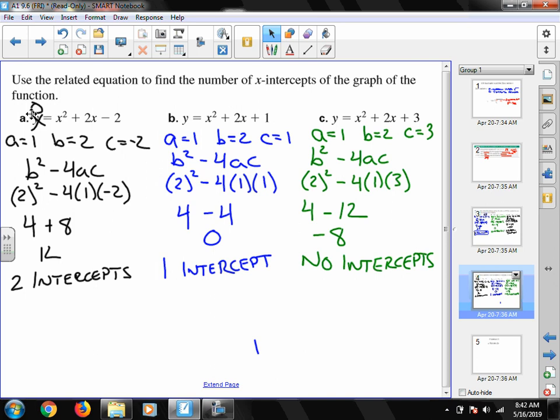So it's as simple as that. Very, very closely related to the quadratic formula. You just got to know whether that discriminant, b squared minus 4ac, is positive, negative, or 0.